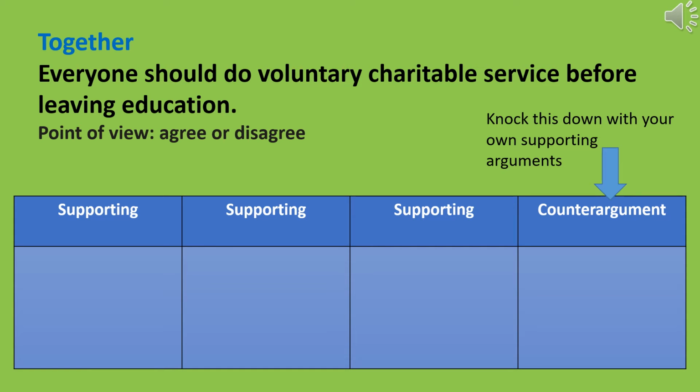Together, we're going to put forward 3 arguments which agree or disagree with the point that everyone should do voluntary charitable service before leaving education. In order to support your views, it's a good idea to use a counter-argument, which is the opposite to your views, which you can then knock down with your views.